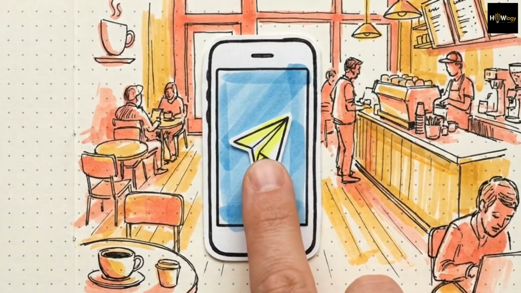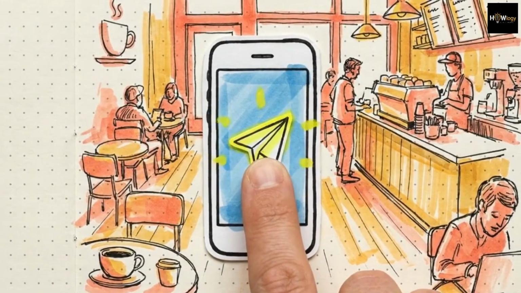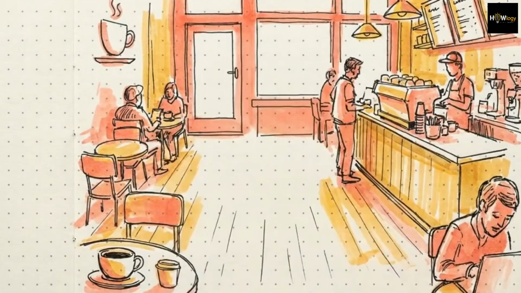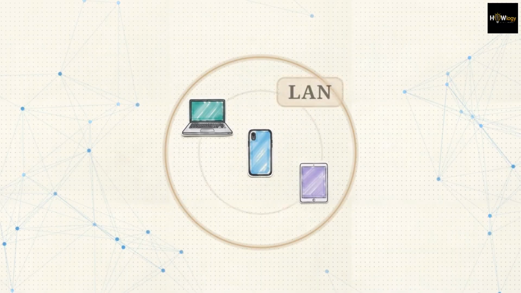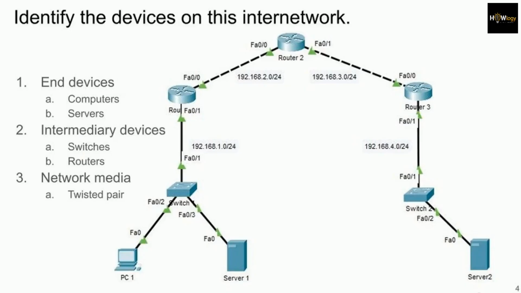When you hit send on a text in a crowded coffee shop, it feels like your phone is instantly reaching out across the world. But your device isn't actually touching the global internet at all. It's operating inside a closed, isolated loop called a local area network, or LAN. If we look at this network breakdown, your phone is what's known as an end device. To talk to anything else, it has to pass its data through intermediary devices, like the switches and routers physically located inside that exact same building.